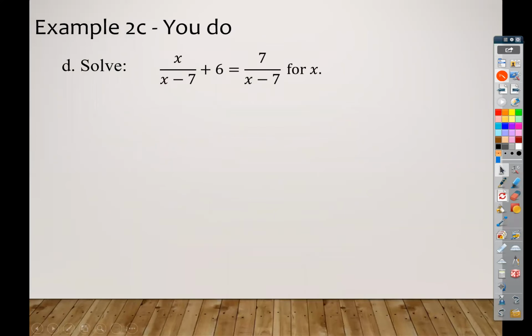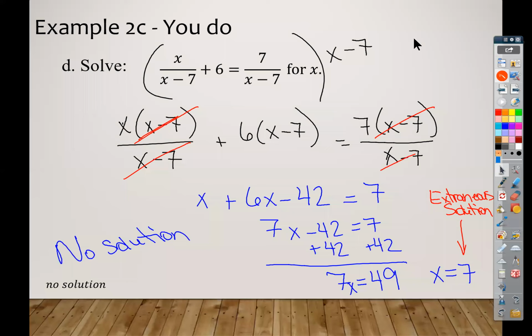All right, you try one. So you're going to solve this for x. You should have gotten that there is no solution, because if you solve this by multiplying by the LCD, which is x minus 7, you would get that x equals 7. But if you look in the problem right here, if I plug in a 7, that would give me a denominator of 0, which can't happen. So it's no solution.